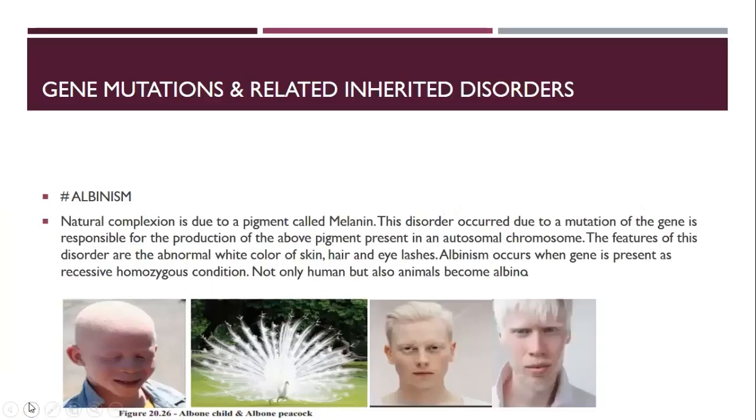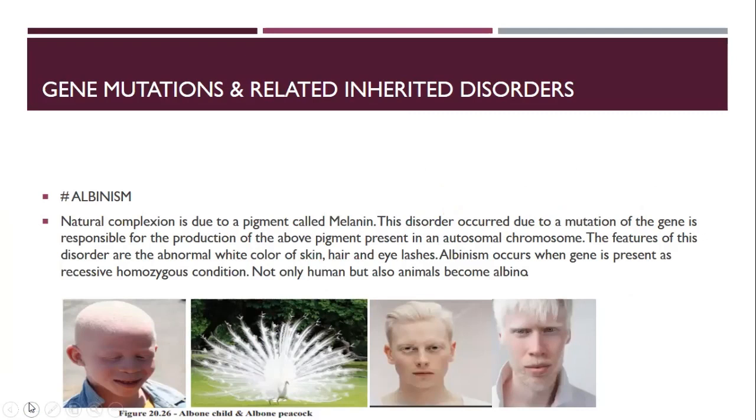Now we will be talking about gene mutations and related inherited disorders. Albinism. This natural complexion occurs due to a pigment called melanin. This disorder occurs due to the mutation of a gene that is responsible for the production of the above given pigment, present in autosomal chromosome. The features of the disorder are the abnormal white color of skin, hair, and eyelashes. Albinism occurs when the gene is present in a recessive homozygous condition.